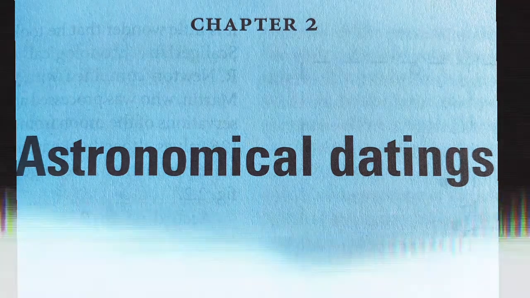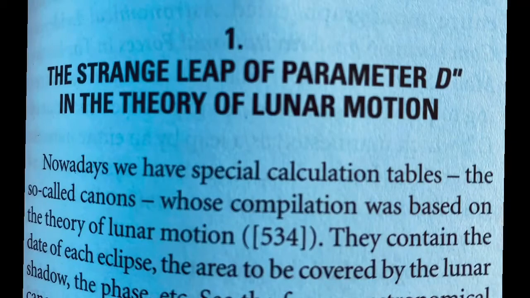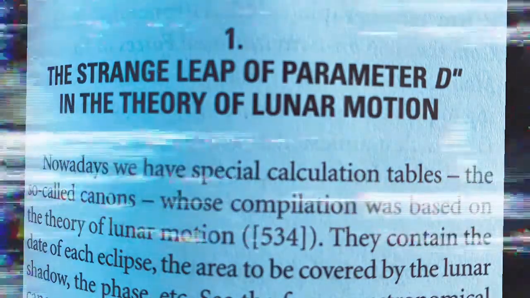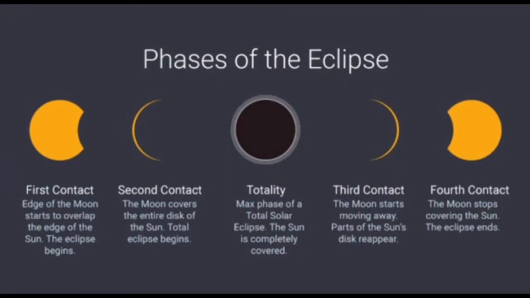What is this thing we call history? We are on the 7th reading, Chapter 2, Astronomical Datings, the Strange Leap of Parameter D in the Theory of Lunar Motion.